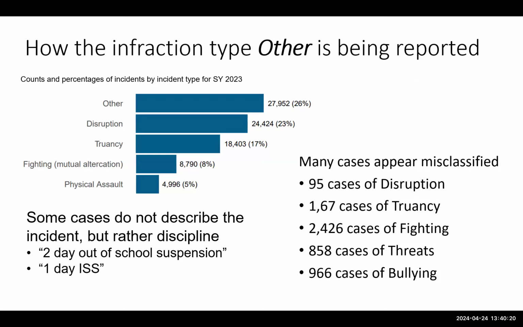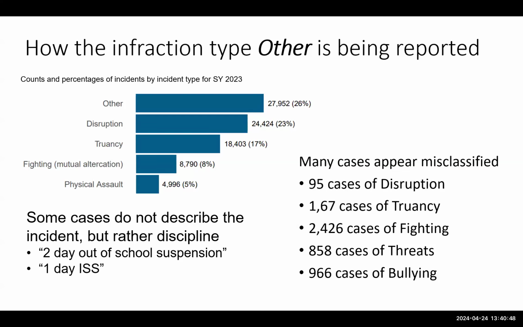Here's a big one. If you want to improve the quality of your data right away, have a look at the infraction type other. It was the most common infraction type reported in 2023, and people are putting all kinds of stuff in there. They're putting things in there that are about the discipline and not the incident, which doesn't go there because this is meant to be an infraction type. And then there's a text field you can put in. If you mark other, you're meant to enter in the text field.